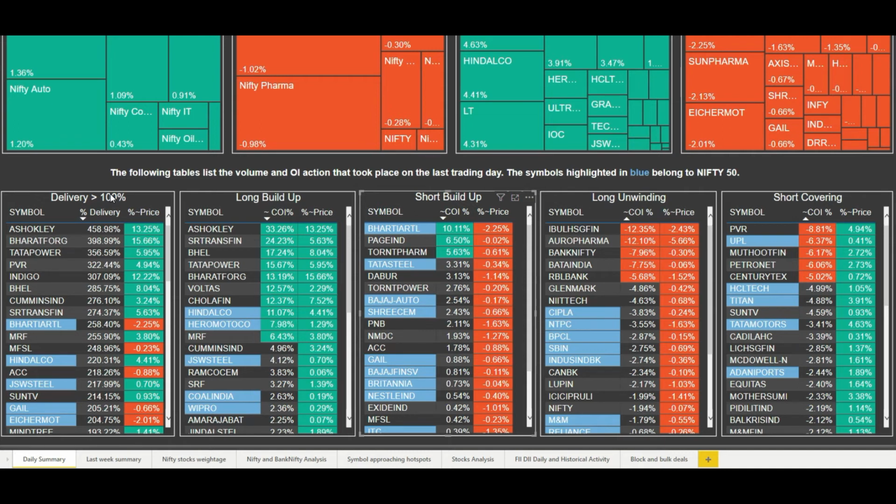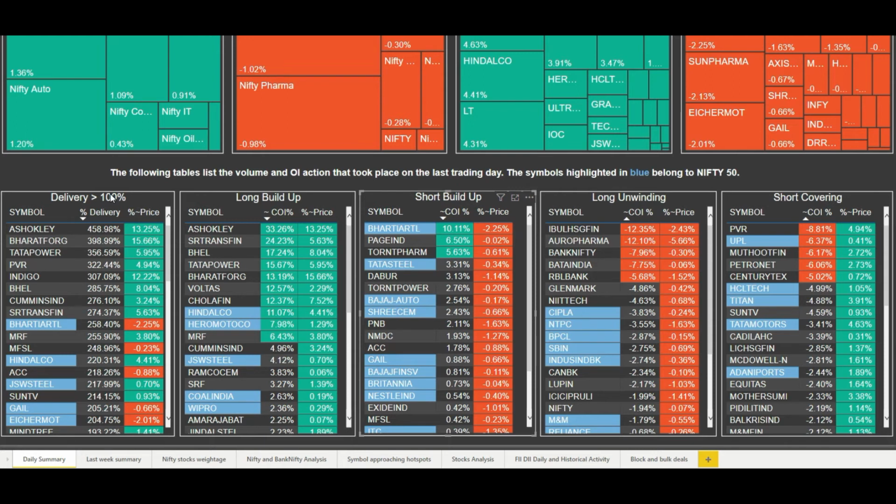Now coming to the fourth table, we can see that it is the long unwinding table, in which the price also fell and the open interest also fell. So it means people have done long unwinding, which means people have cleared out their long positions. They have sold off their long positions in the futures segment.